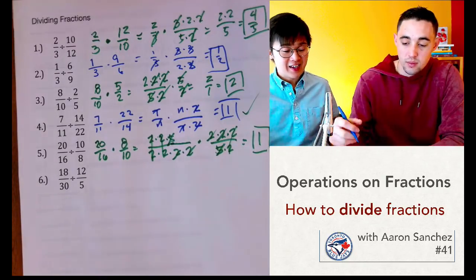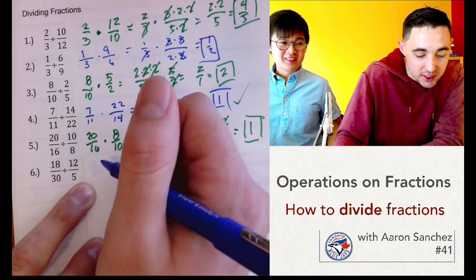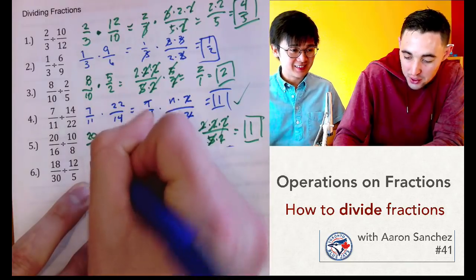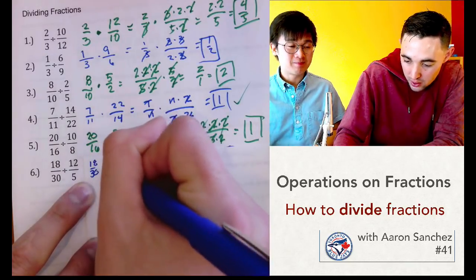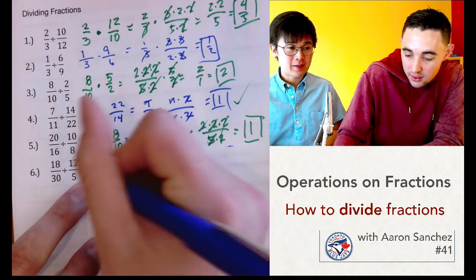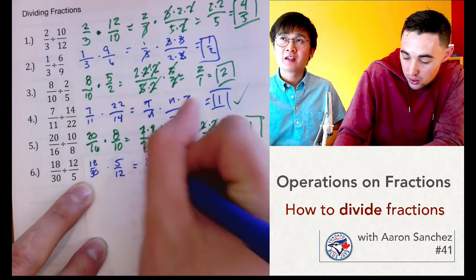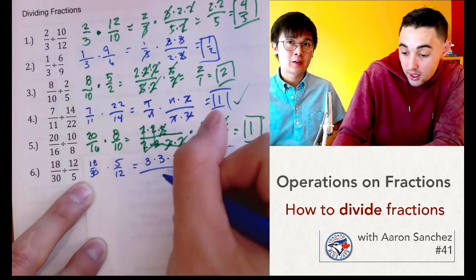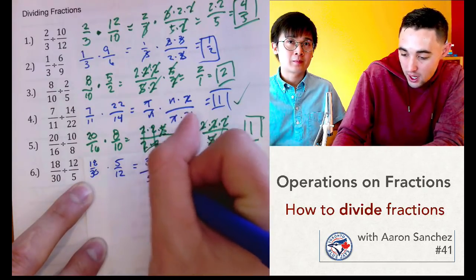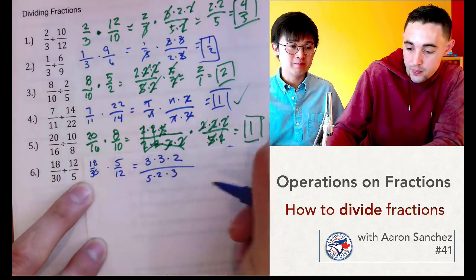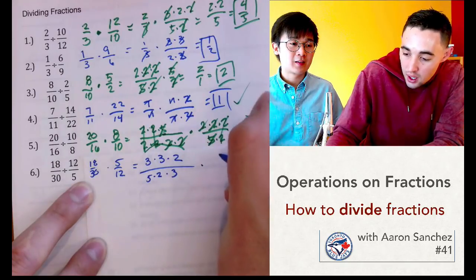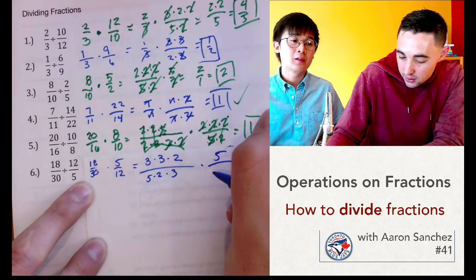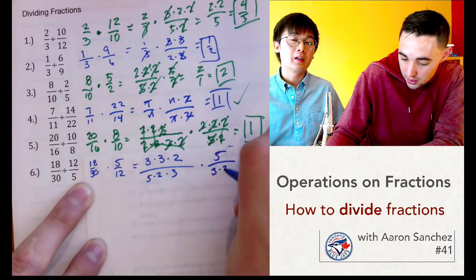Last problem. Question number 6, 18 over 30. The reciprocal of the second fraction is 5 over 12. We break that down. 18 goes to 9 and 2, which is 3, 3, 2. 30 goes to 10 and 3, and you can still break down 10, which is 5 and 2, and 3. And then you bring over 5, and you can break down 12, which is 6 and 2, and you can break down 6, which is 3, 2, and 2.